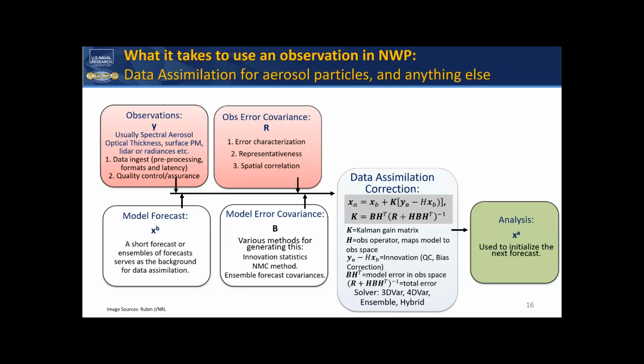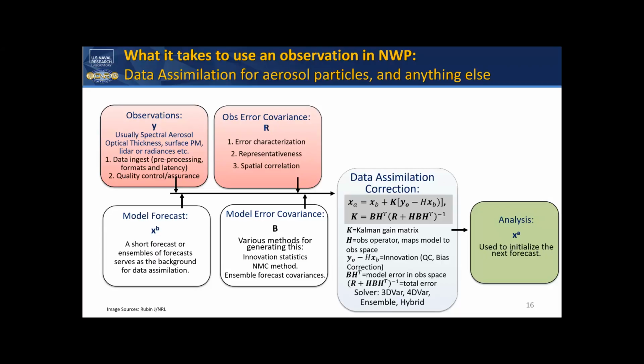We worry about things like latency. We do the basic quality control. The next step is what's called observation error covariance, where we do the error characterization. We worry about representativeness, and we also worry about whether the error is spatially correlated. A lot of times in data assimilation, you assume that every observation is independent from every other observation, but we all know that's not true, because your observation method has built into it its own biases. So we try to take those error covariances out.